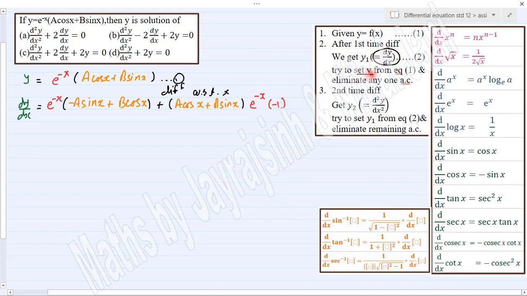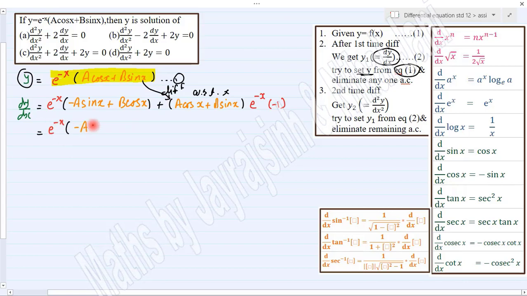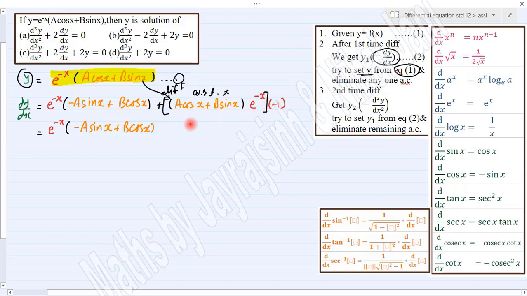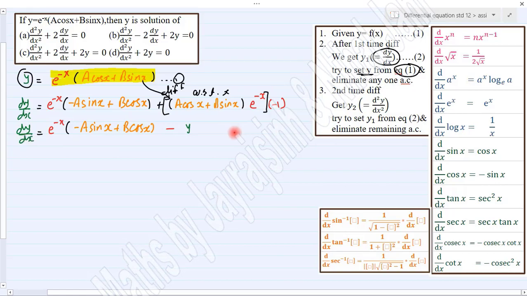Now we have to use the y from equation number 1. In equation number 1, it is given that e raised to minus x into a cos x plus b sin x is your y. So let's substitute the value in the second term. Your first term will be as it is. In the second term, the whole bracket will become your y. Due to this minus 1, we have to substitute minus over here. So we get the simplified form of dy by dx. Let's call it equation number 2.